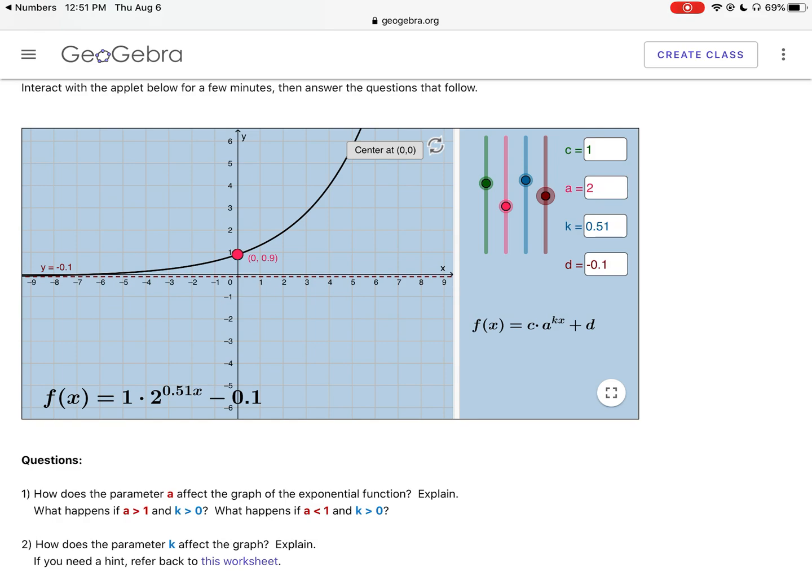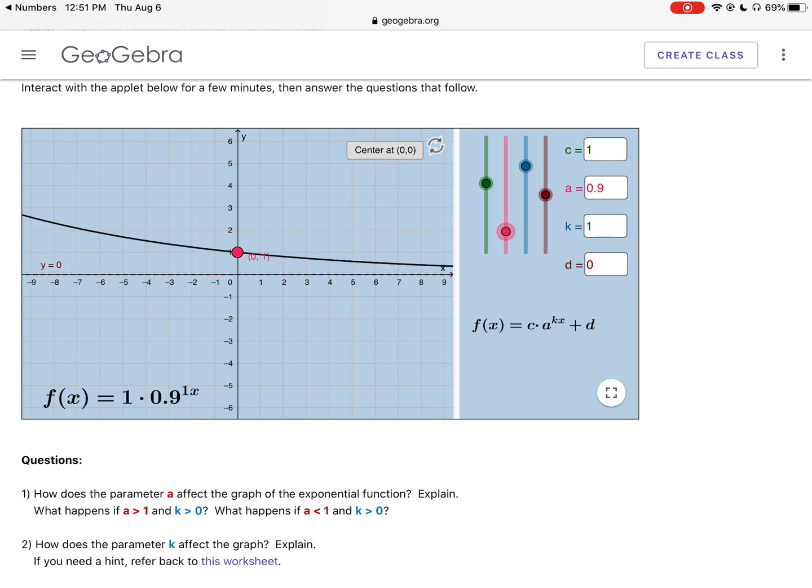Basically we're focusing on the fact that the curve is increasing, okay? When we make a less than 1, the curve switches to decreasing, right? So the question being posed is, how can I make this curve look increasing if I keep a less than 1? And the answer to that is you need to make k negative, all right?